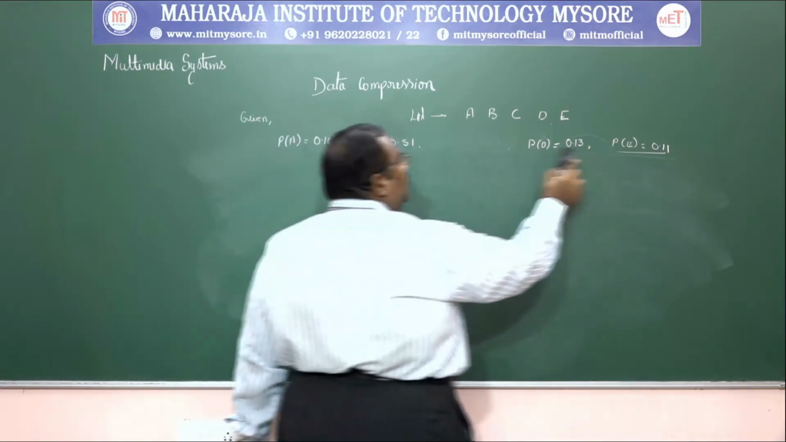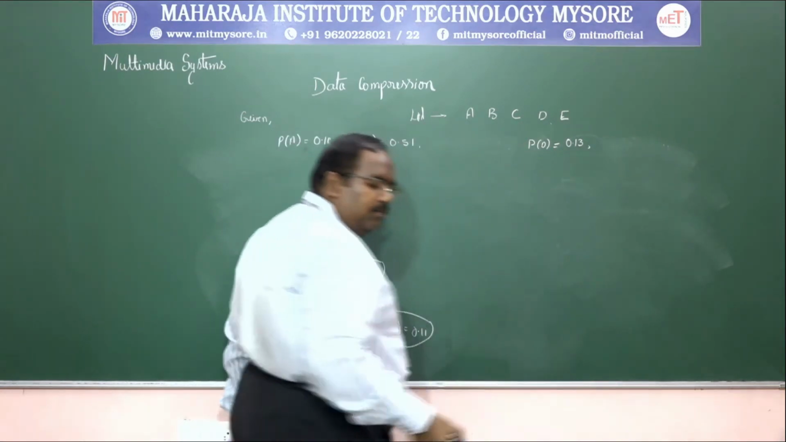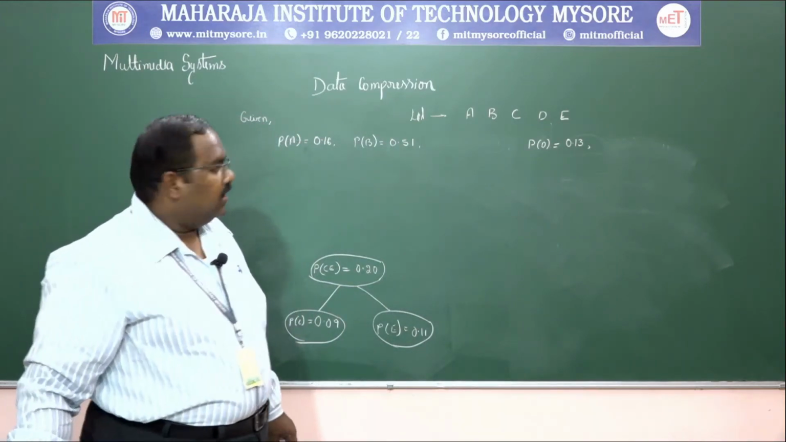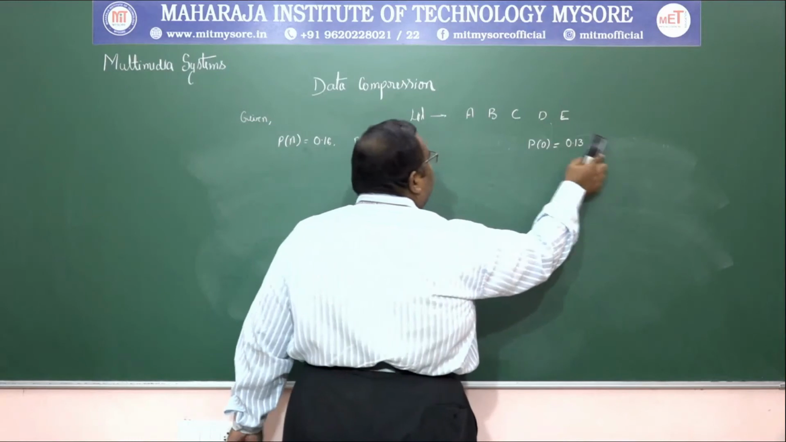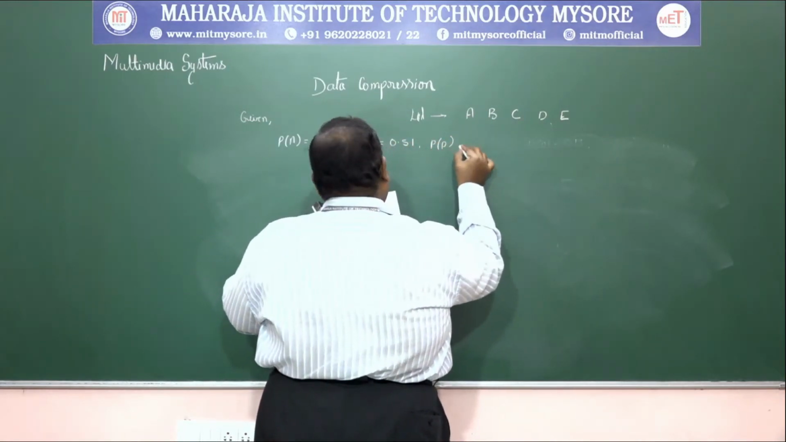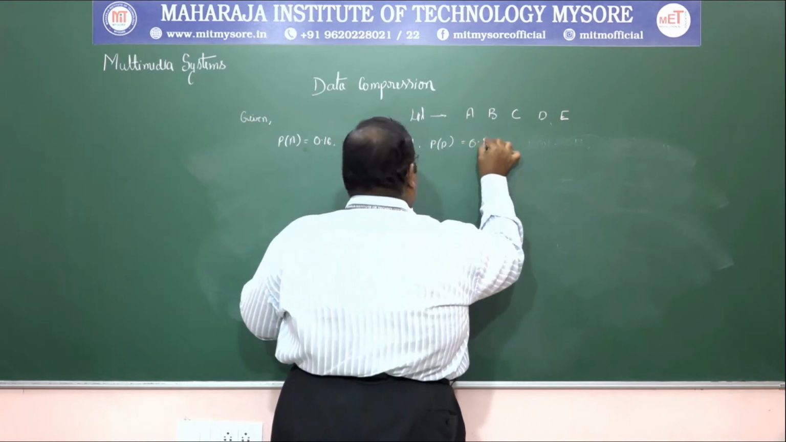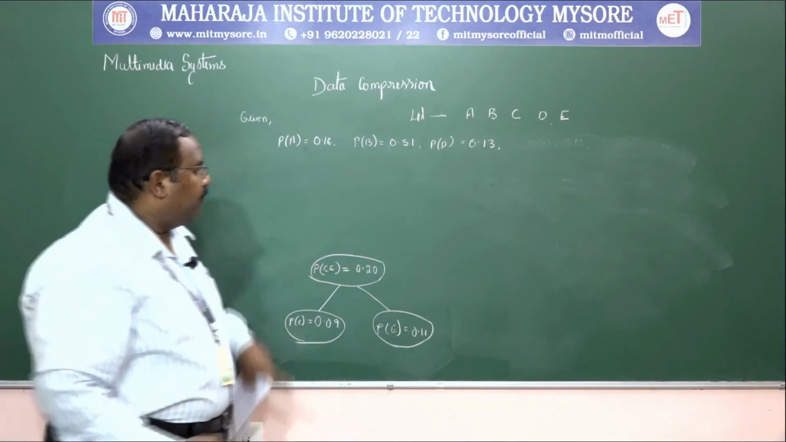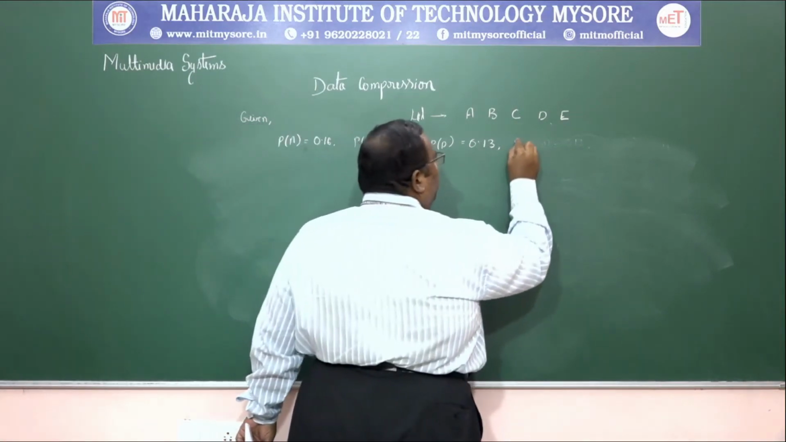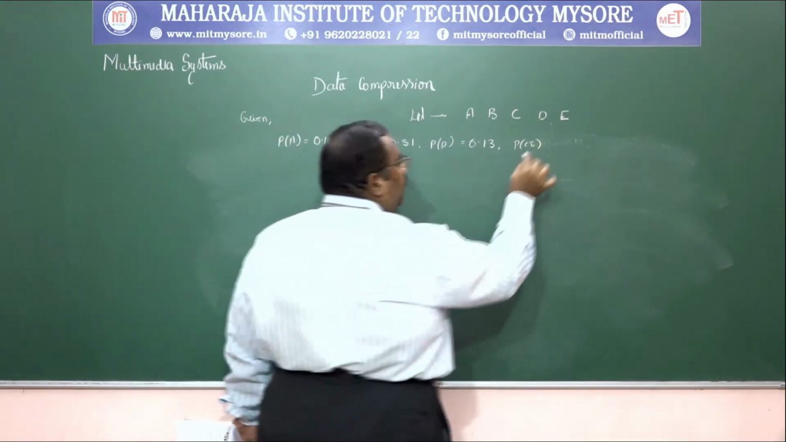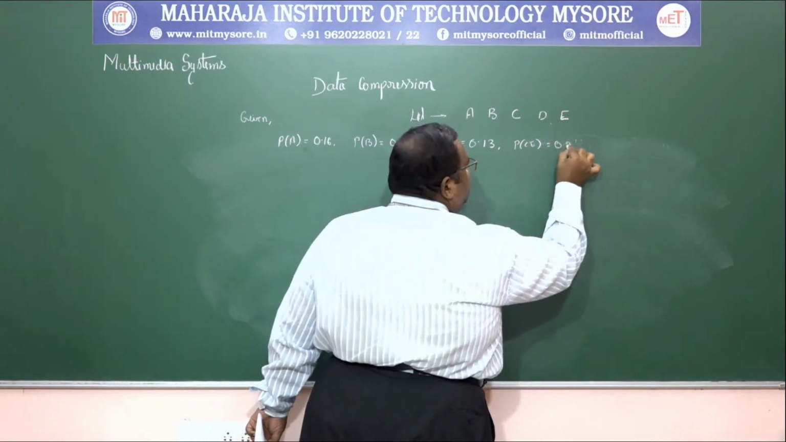So, I will wipe out these two because we have made use of those things. So what would be the new list? So I'll write this here. Probability of D. What was the value of D? It was 0.13. So what would be the new list? That is probability of C and E. So probability of C and E. What is the value? 0.20.